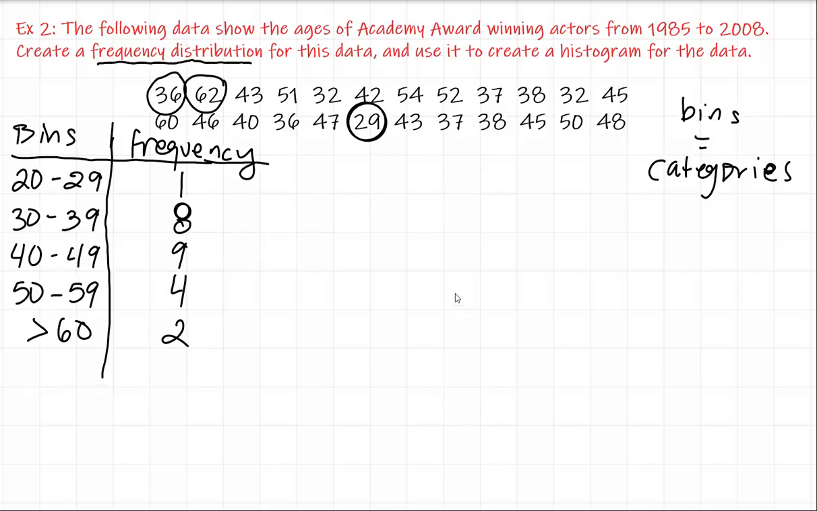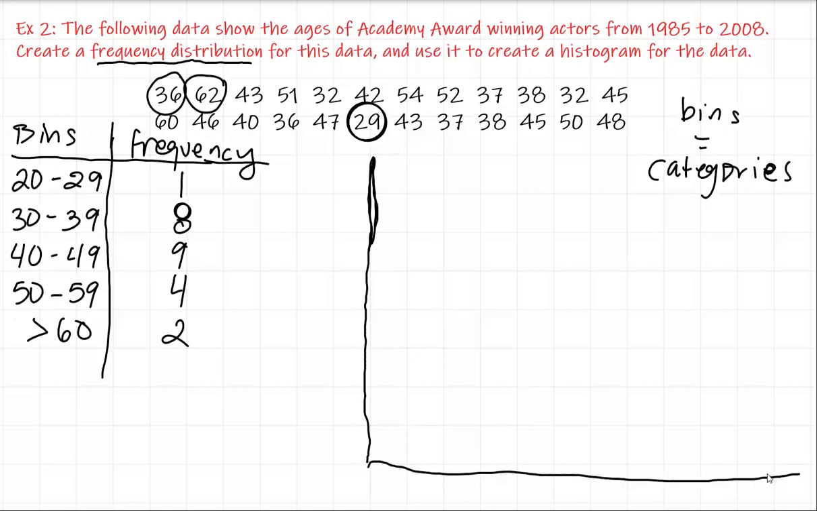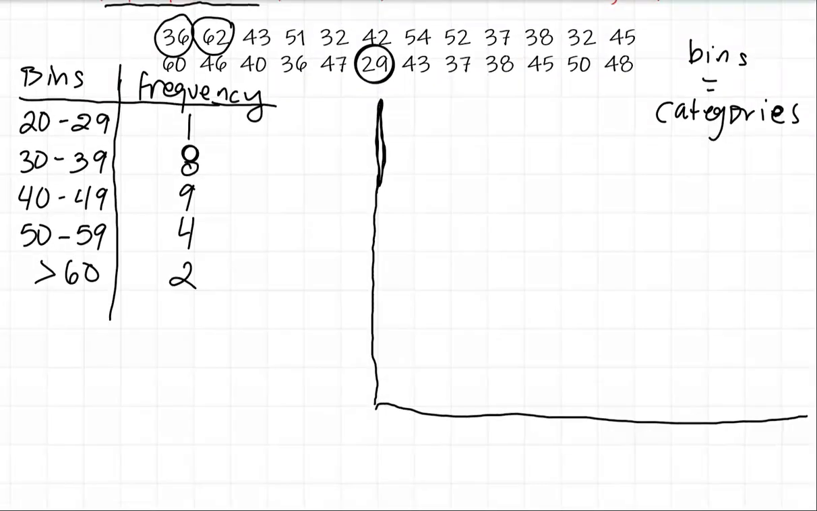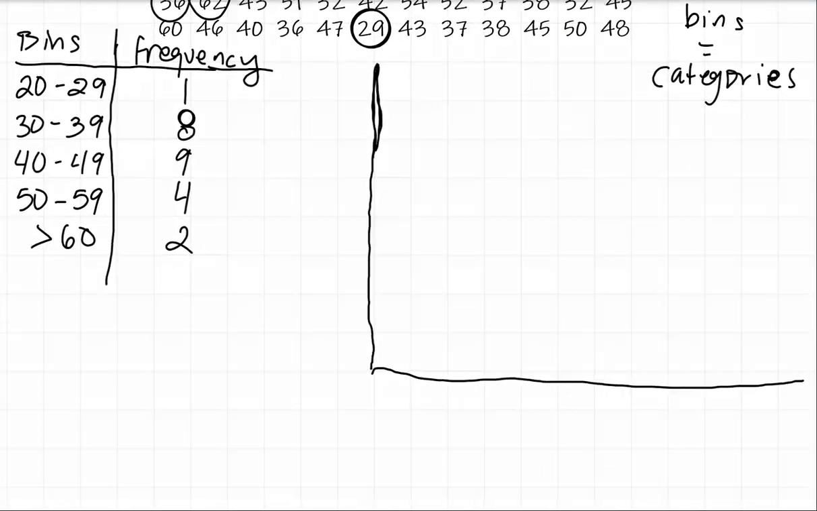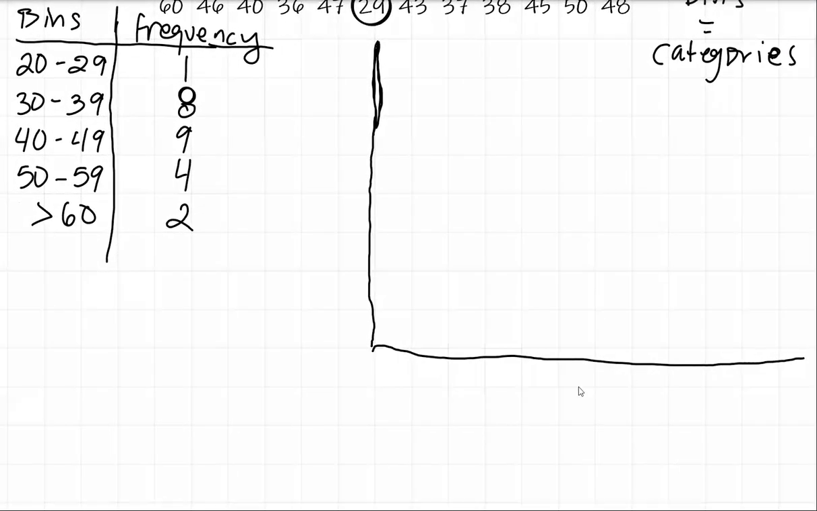So here's how we create our histogram. We're going to make our little vertical axis. Sorry, that's really ugly. And then go this way. That's also kind of ugly. And I'm going to scroll up a little bit. We just need our chart there to help us.